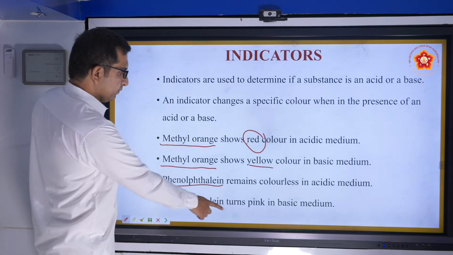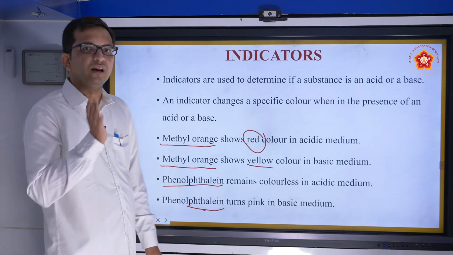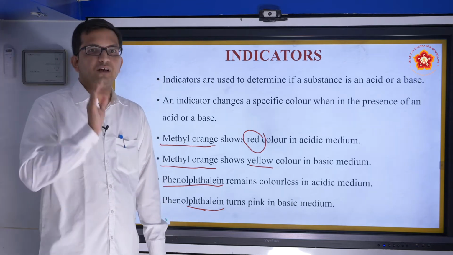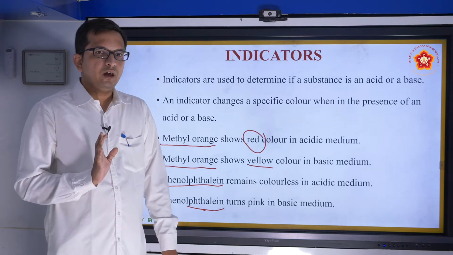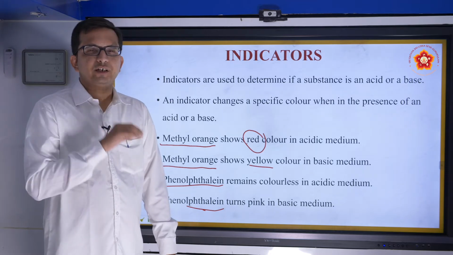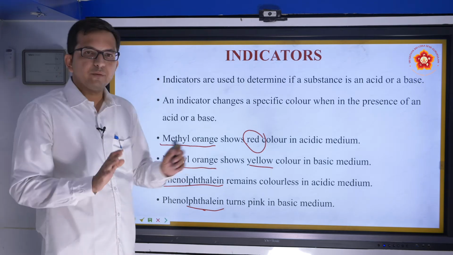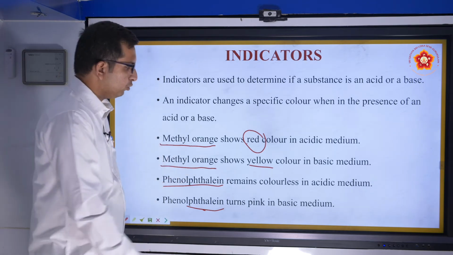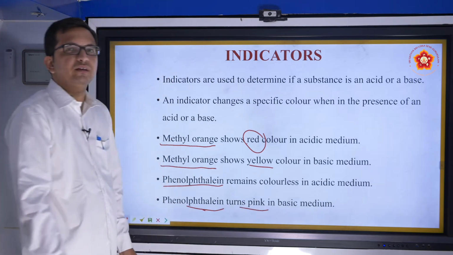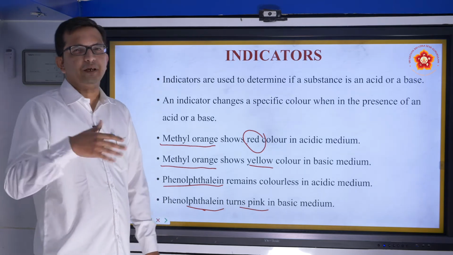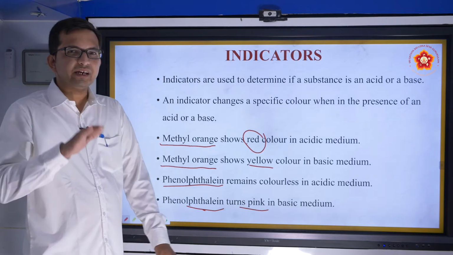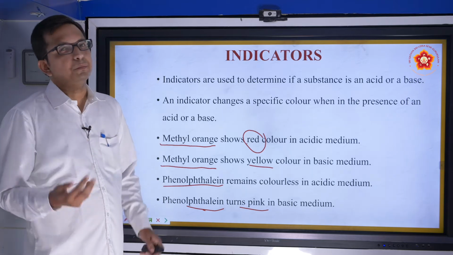Similarly, we have phenolphthalein. Phenolphthalein is colorless. If you put it in an acid, it will remain colorless itself, but if you use it in a basic solution, we see a change in color to pink. That change in color indicates that the compound is basic.